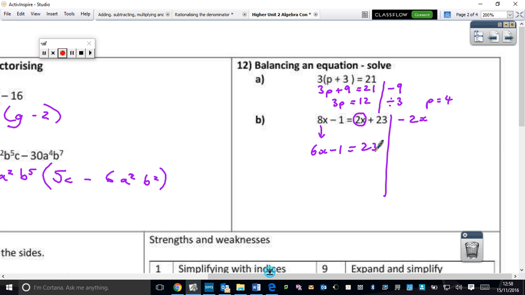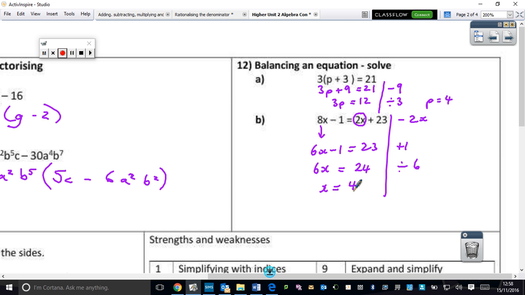Next step, we have to eliminate the minus 1, and then the 6. So how do you get rid of the minus 1? Plus it, the opposite. So that gives you 24. And then you've got to get rid of that 6. So it's the same step, divide by 6. Okay? So x equals 4.